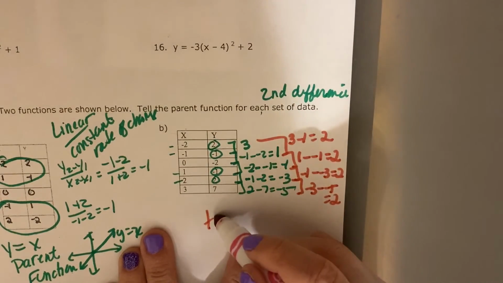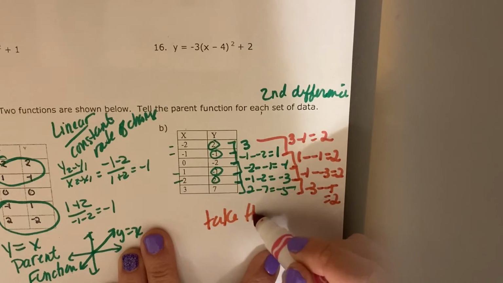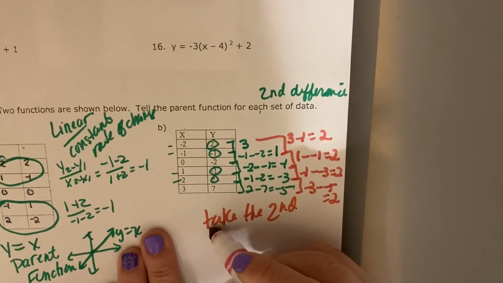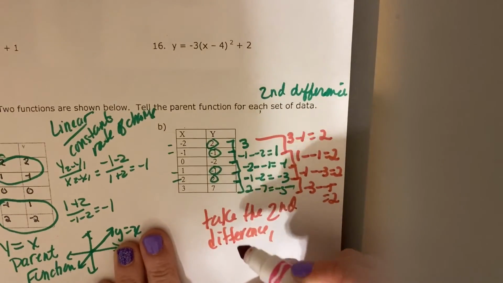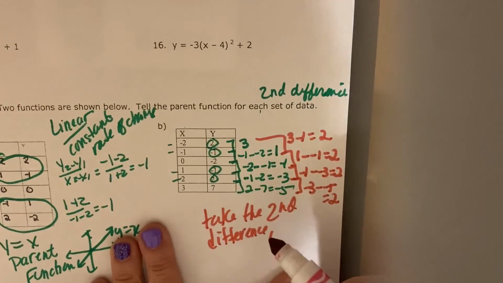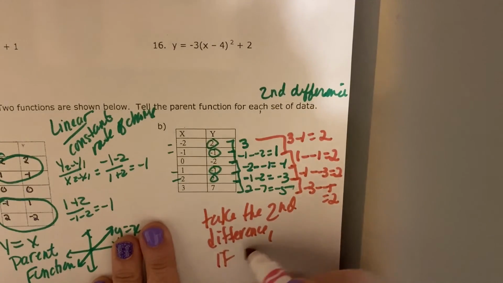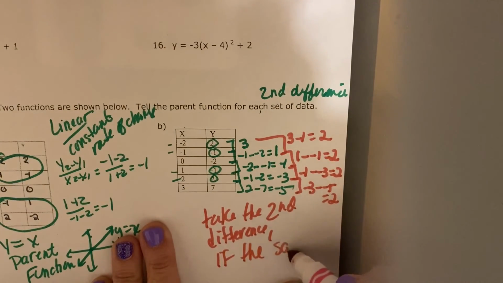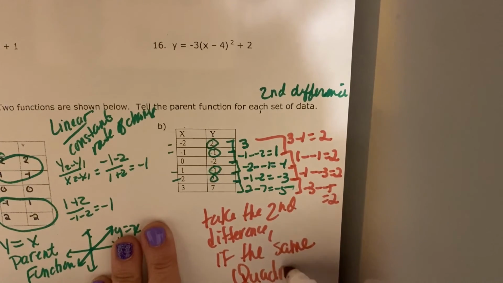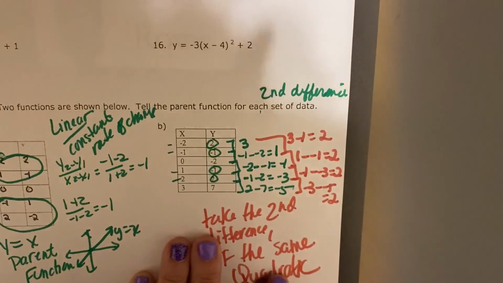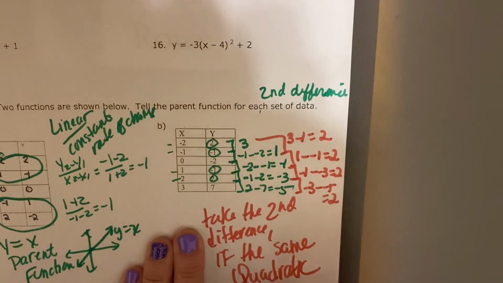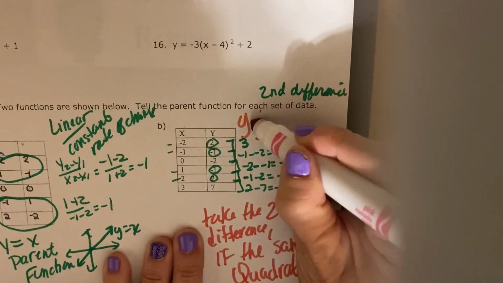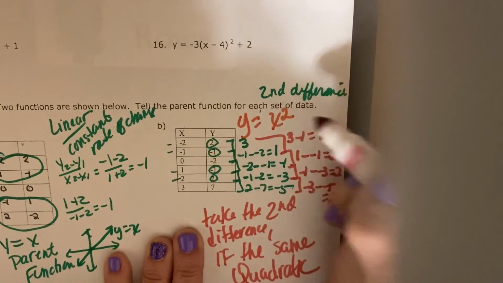So you would take the second difference, and if it's the same, it's going to be quadratic. If the first difference is the same, it's linear. If the second difference is the same, it's quadratic. So my parent function is y is equal to x squared.